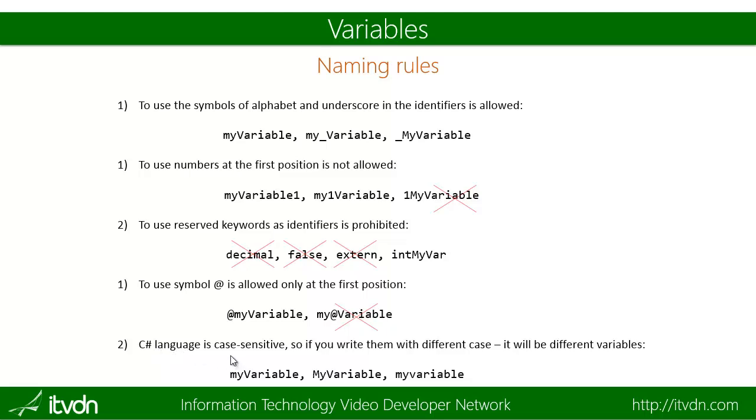C# language is case sensitive. So if you write them with different cases, you'll have two different variables. Just by changing the case, you have created another variable. So take a look at this. myVariable, V in the uppercase. myVariable, M and V in the uppercase. myvariable, everything in lowercase.